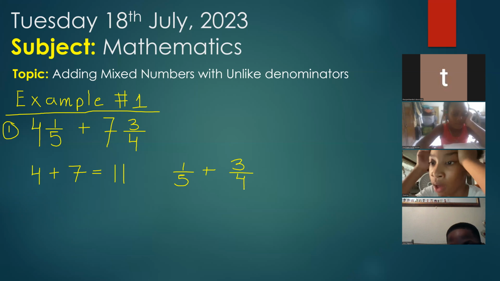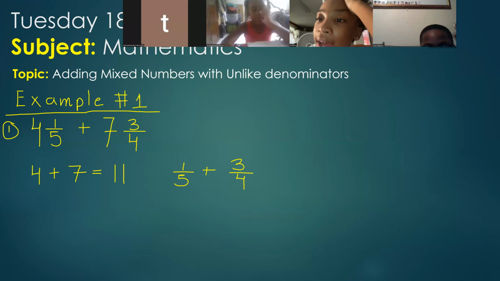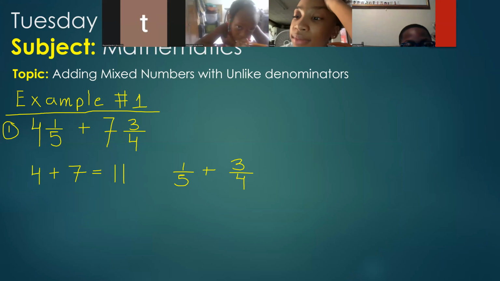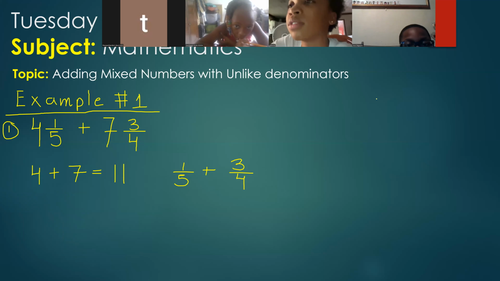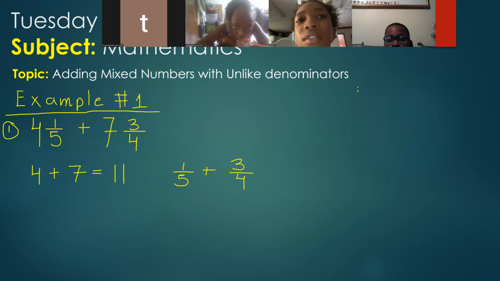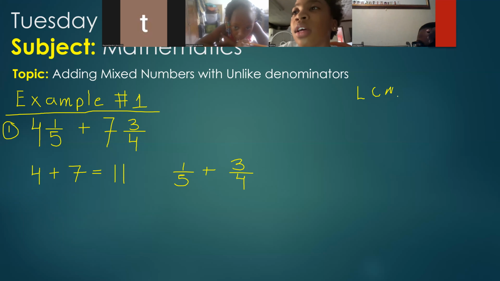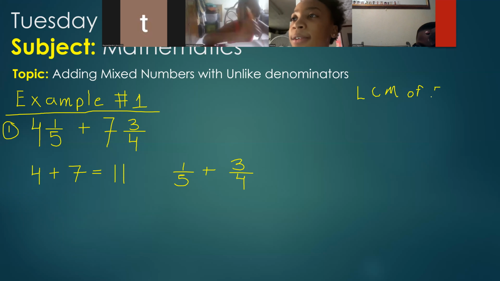So in order to add these, what must we first do? We must find the LCM, the lowest common multiple. Very good. So the lowest common multiple, the LCM of 5 and 4, is 20. Very good.